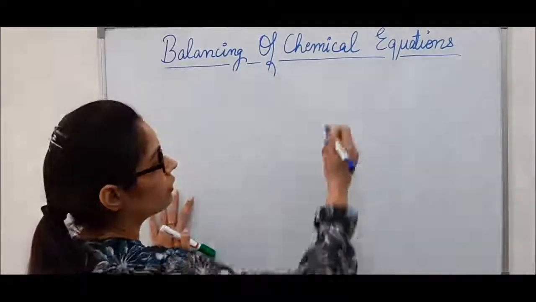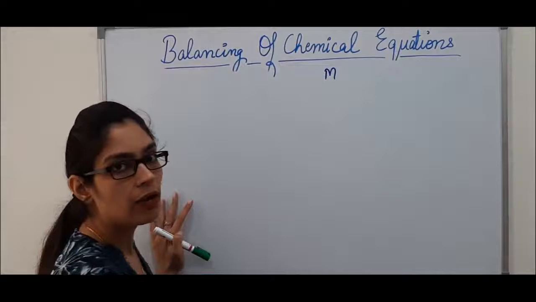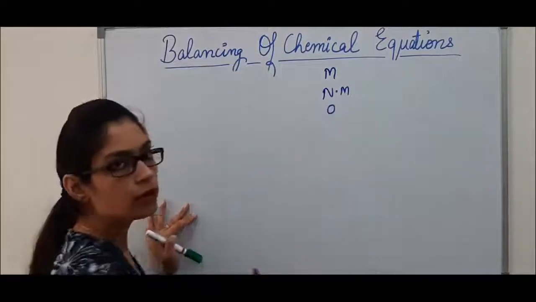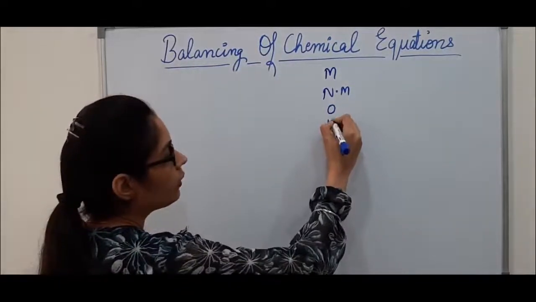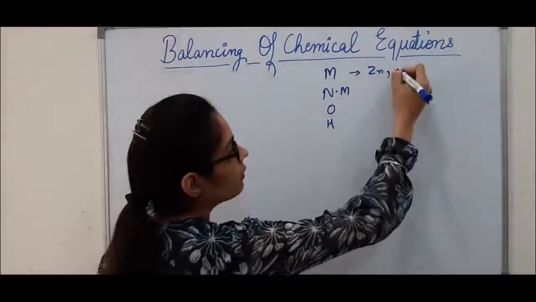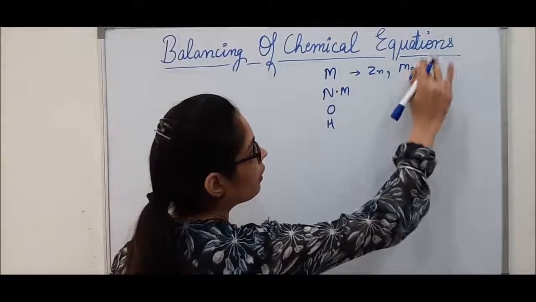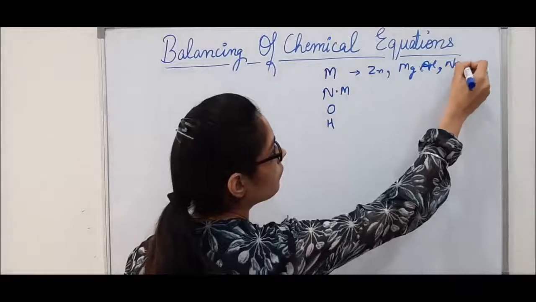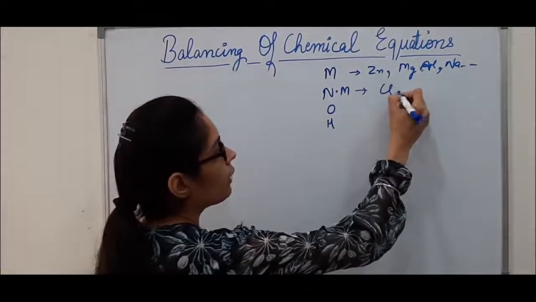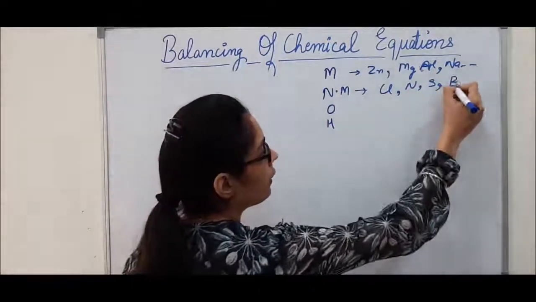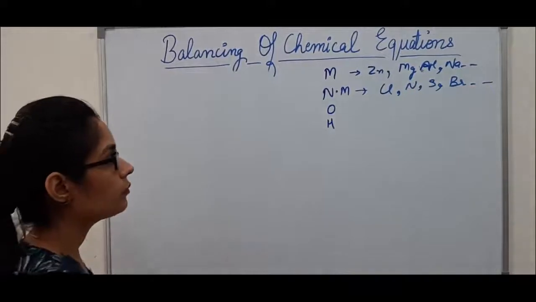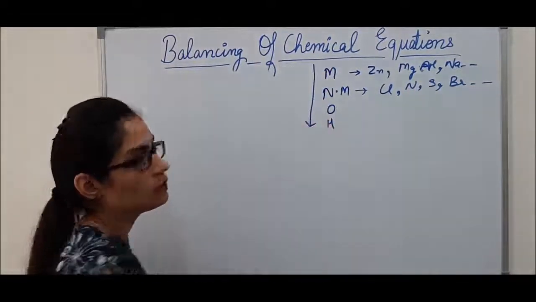In my given chemical equation, I have to recognize metals, then non-metals, oxygen. I know a simple O represents oxygen, and then hydrogen. Metals, as you are aware, zinc, magnesium, aluminium, sodium. All these are metals. I'm sure you are already aware of the metals. Then non-metals, it can be chlorine, nitrogen, sulfur, bromine, and so on. Oxygen is represented by O and hydrogen by H.